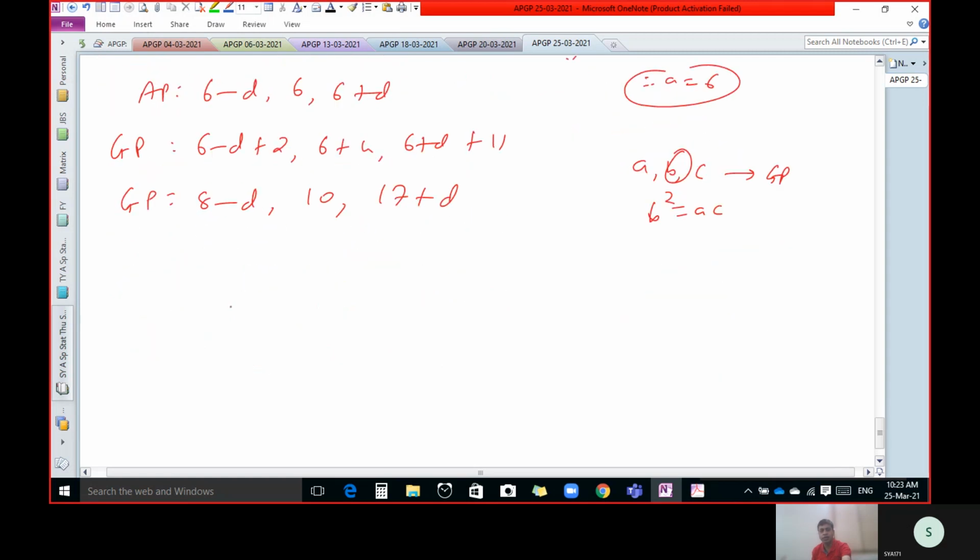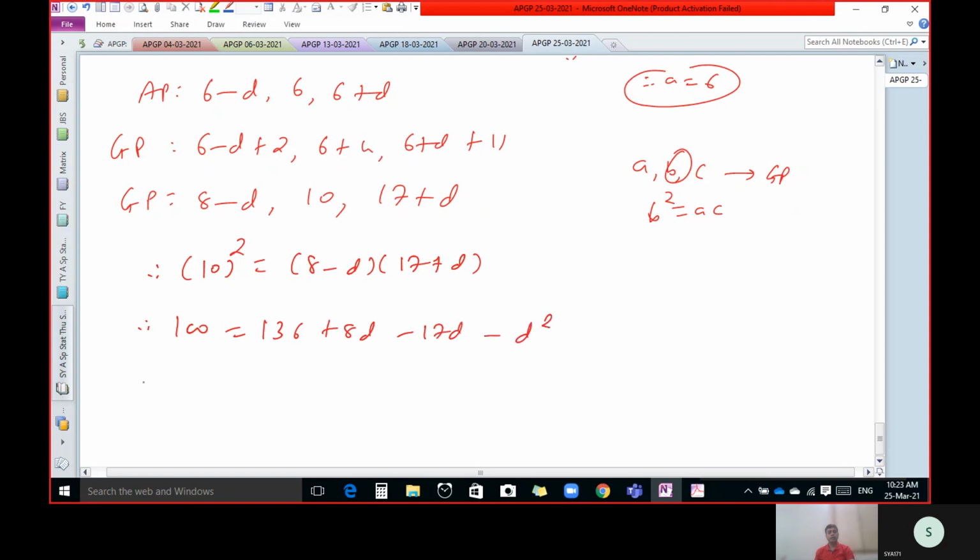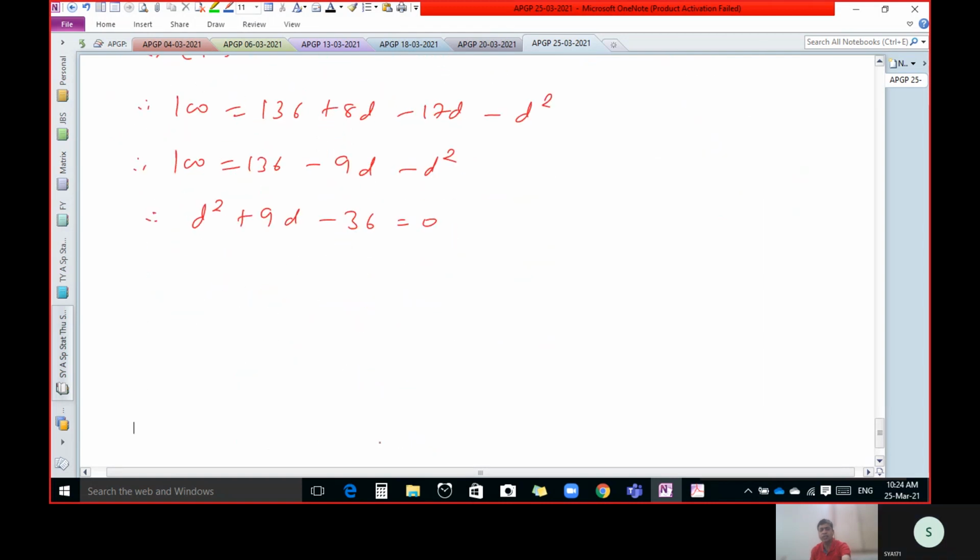So tell me what we get here. What is our next step? 100 is equal to 8 minus D into 17 plus D. So 10 square is 100 equal to 8 into 17, 136 plus 8D minus 17D minus D square. So we get 100 equal to 136, 8D minus 17D is minus 9D, minus D square. Take D square on one side, 9D on another side, and 136 on another side. So 100 minus 136 we get minus 36.